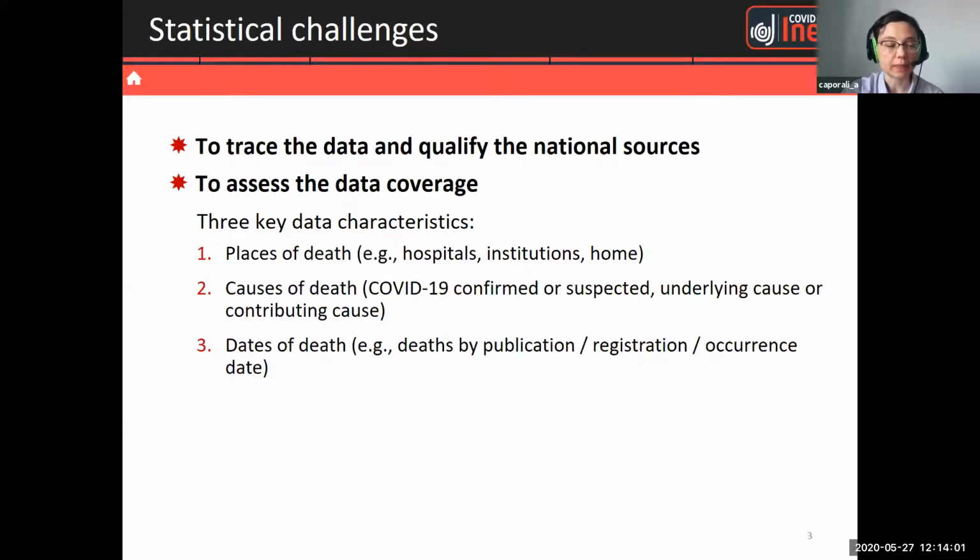In particular, it is necessary to trace the data and qualify the national sources, which implies a description of the national procedure to collect the data, as well as the definition of the data coverage. There are 3 key data characteristics that can impact the data comparability. First, the places of death, with the distinction between hospitals, institutions, and home. Second, the causes of death. COVID-19 can be confirmed in laboratory or suspected. It can be the main cause of death or not. And third, the dates of death, with the distinction between, for example, the publication, the registration, and the occurrence date.